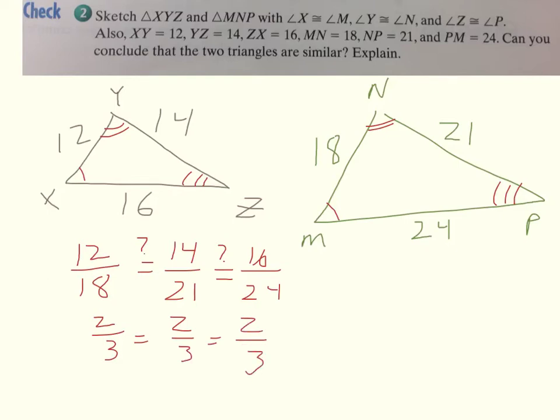then the triangles are similar. So first we're going to write a similarity statement. Triangle XYZ is similar to triangle MNP with a similarity ratio of 2 to 3.